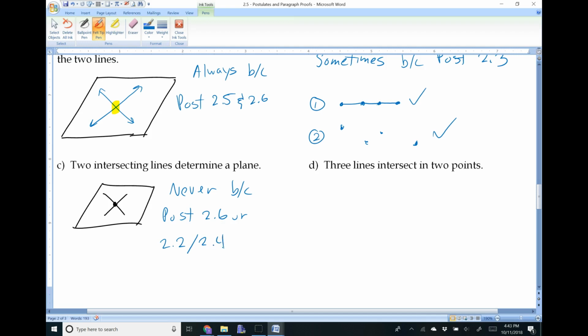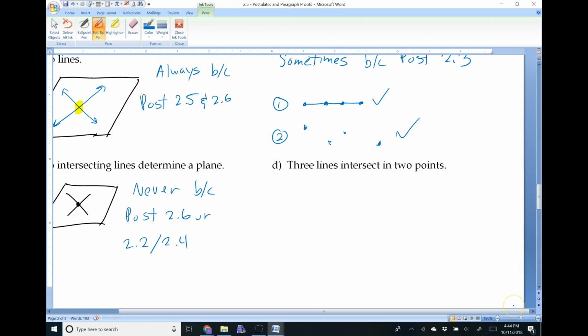Do 3 lines intersecting always create 2 points? Sometimes create 2 points, or it never creates 2 points. Okay? Let's kind of go down the list here about creating 3 lines and their intersections. Okay? So we got 4 scenarios actually. So I'll give you one at a time. Here's our first scenario. Okay?